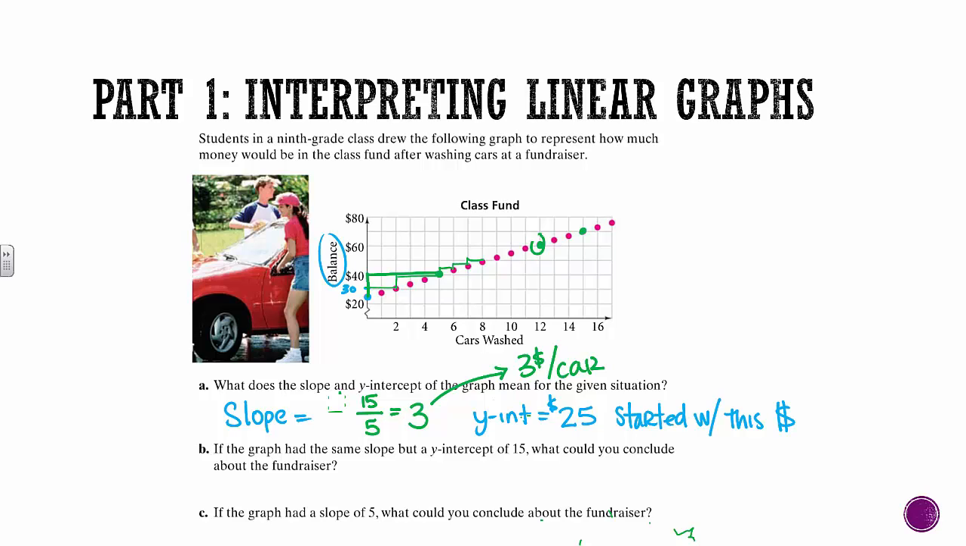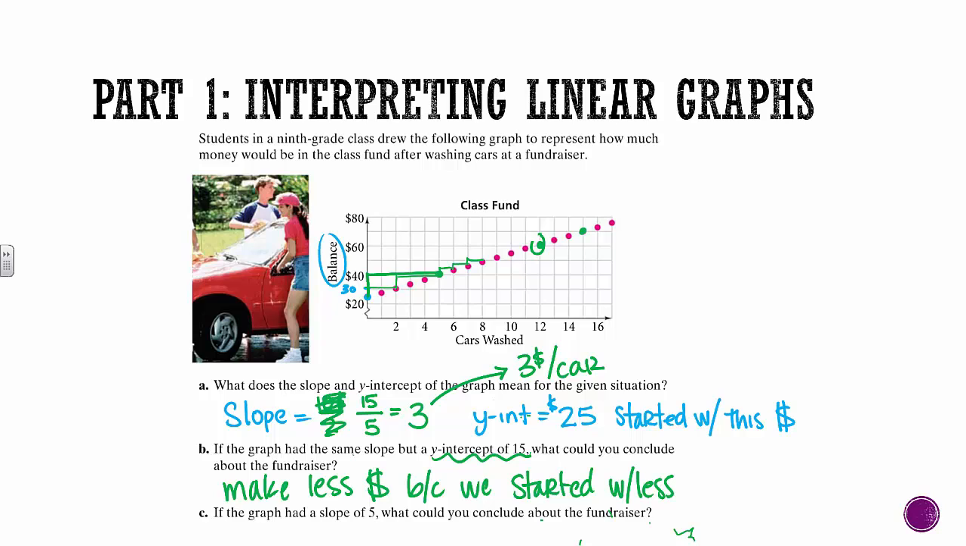So B says if the graph had the same slope, so we're still making $3 a car, but a y-intercept of 15, what could we say about the fundraiser? Well, we would make less money, first of all. And it's because we started with less money. Remember, the y-intercept of 25 tells us that we just had $25 in the bank account before we started the fundraiser.